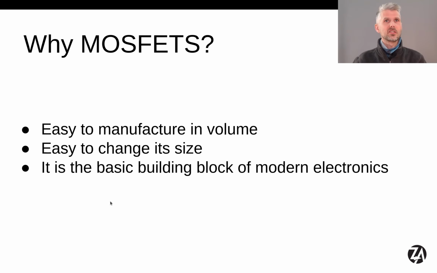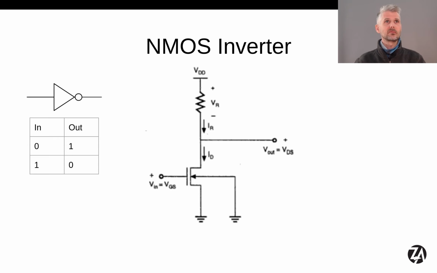So why MOSFETs? They're easy to manufacture in volume. So using these mask patterns, that's part of the huge setup cost, we can expose silicon in special ways to build up these layers that form the MOSFETs. We can make tiny MOSFETs for digital switching, we can make big MOSFETs for power switching. And MOSFETs have become the basic building block of modern electronics.